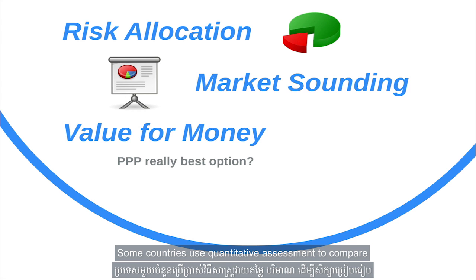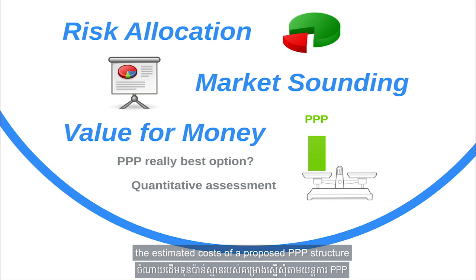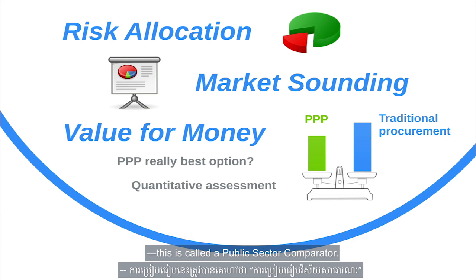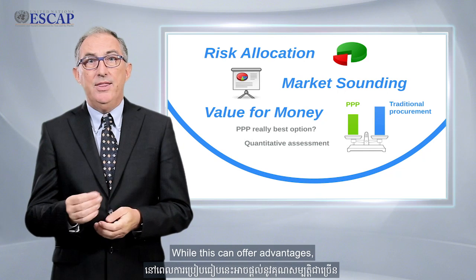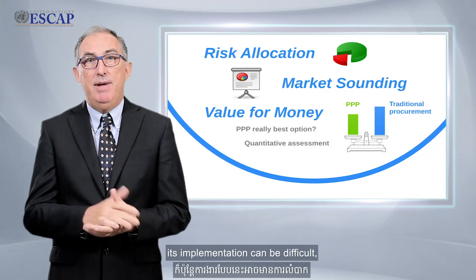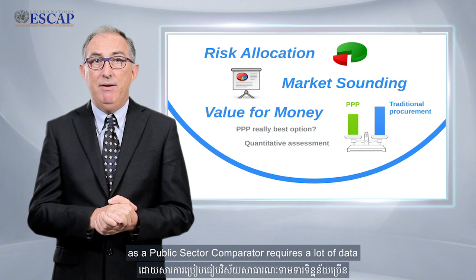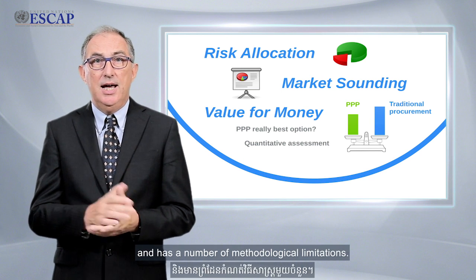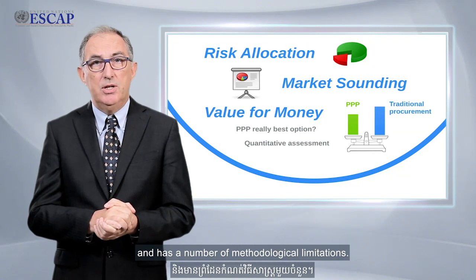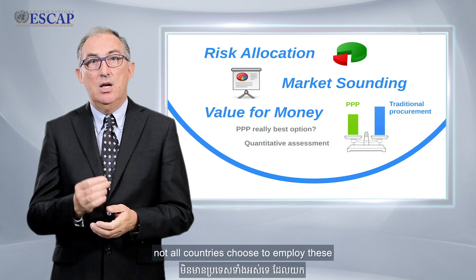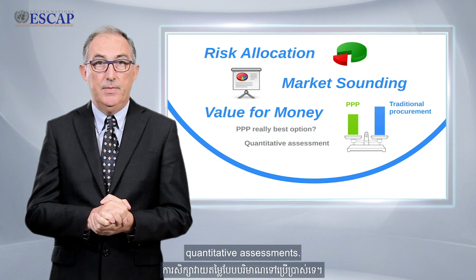Some countries use quantitative assessment to compare the estimated costs of a proposed PPP structure with those of traditional procurement. This is called a public sector comparator. While this can offer advantages, its implementation can be difficult, as a public sector comparator requires a lot of data and has a number of methodological limitations. Because of this, not all countries choose to employ these quantitative assessments.